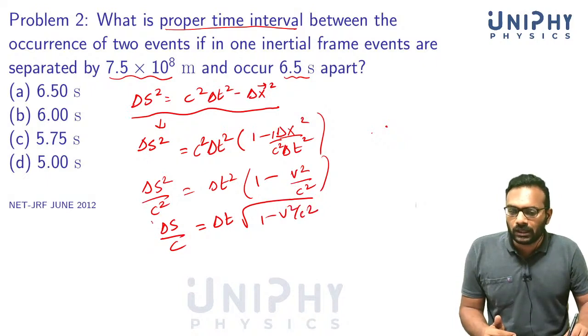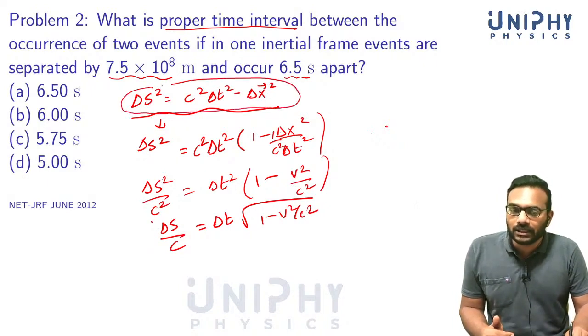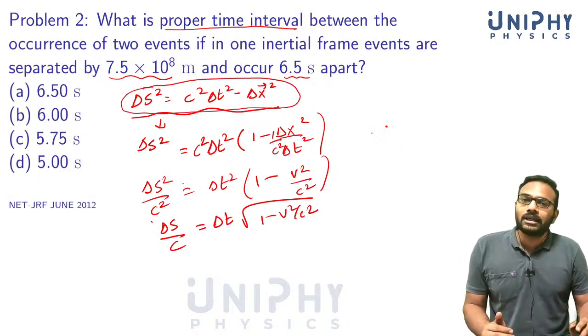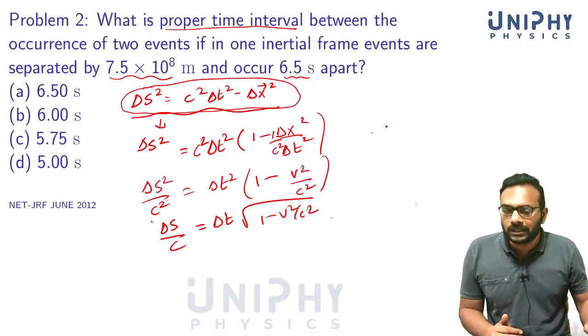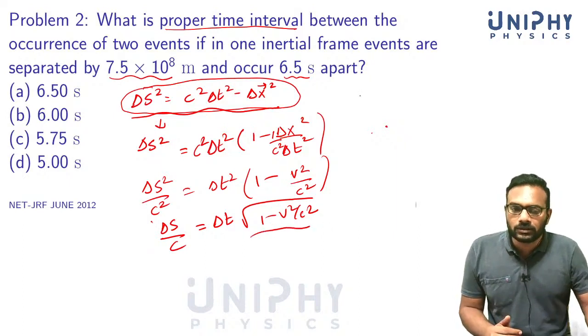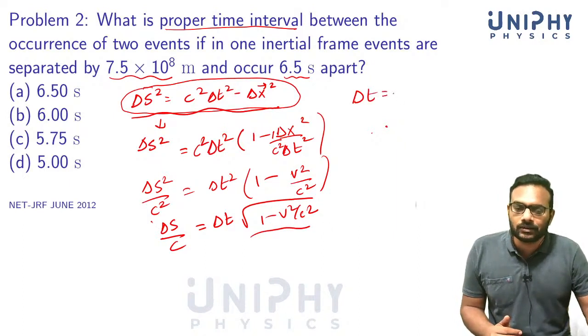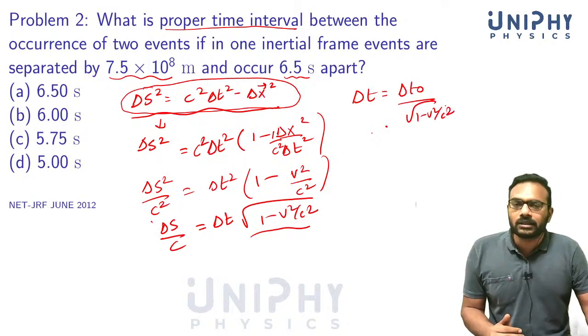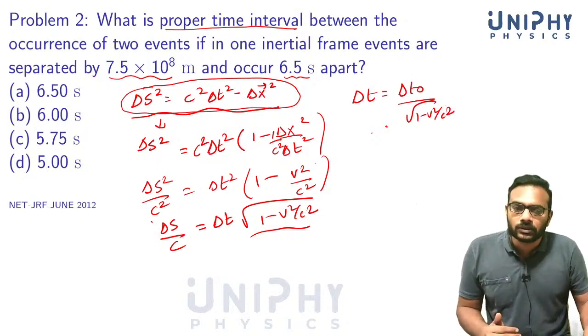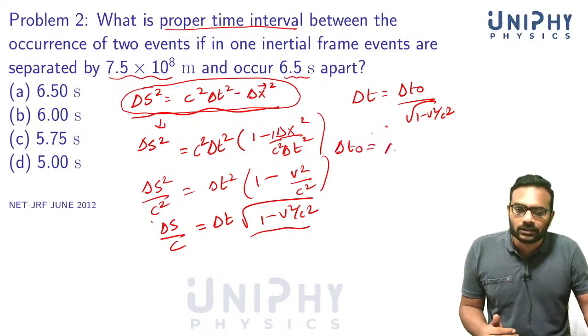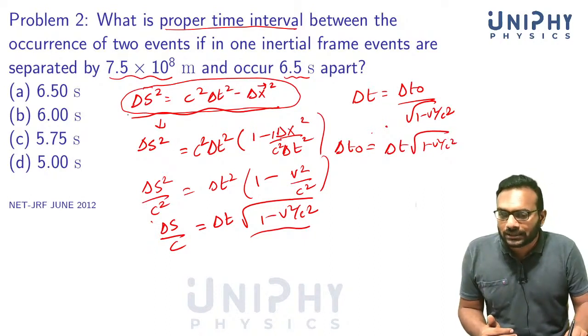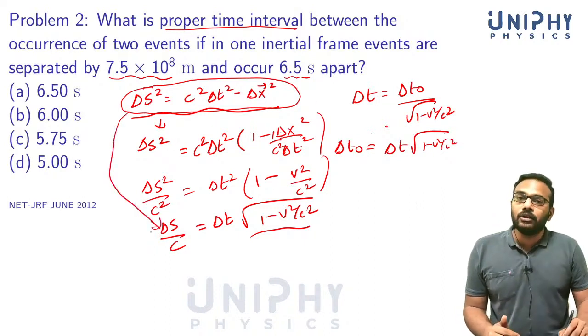So, we can use this formula now. If you find the invariant interval, by dividing it by c square and taking square root, you can find the proper time. We know that this is the proper time, because as we said already, delta t is equal to delta t0 divided by square root of 1 minus v square by c square. That's the usual time dilation formula. So this part is called the proper time. So delta t0 is equal to delta t square root of 1 minus v square by c square. What I have shown here is that you can find the proper time from the invariant interval.